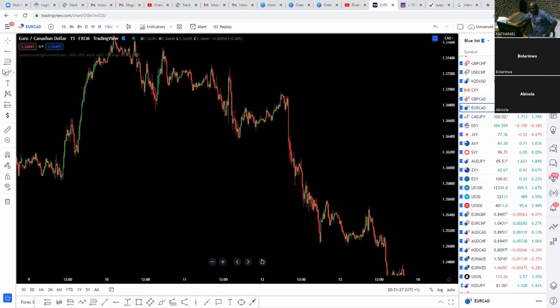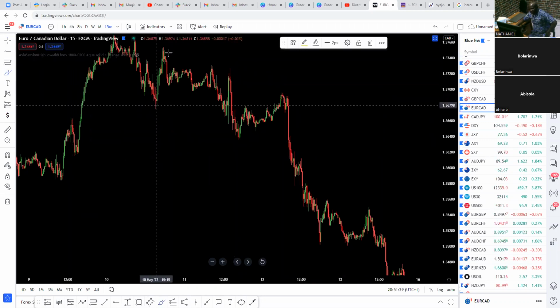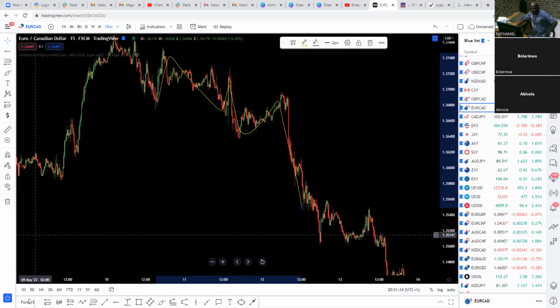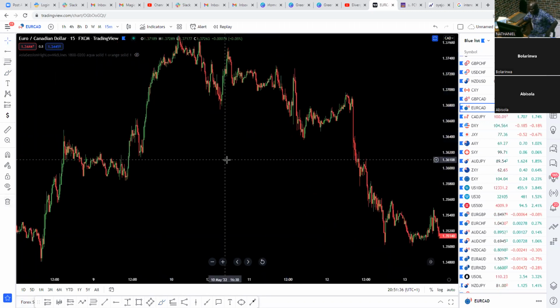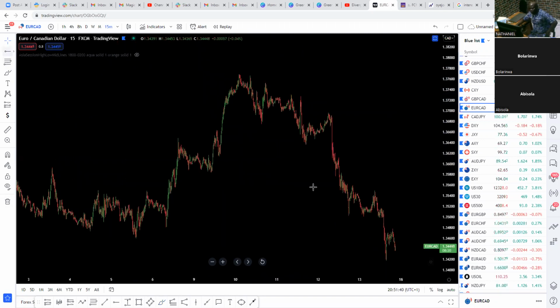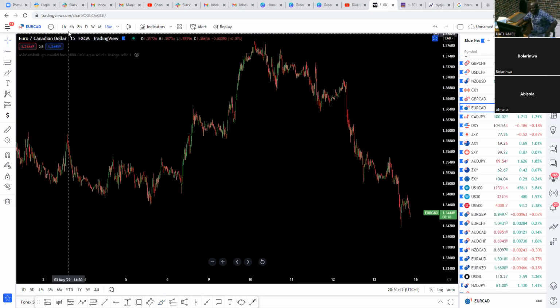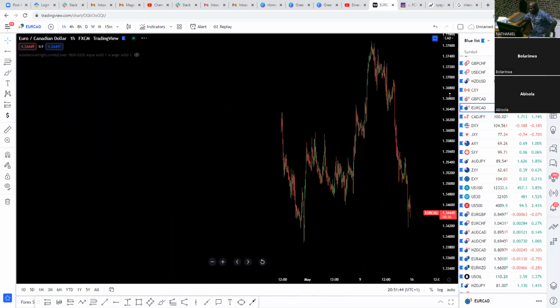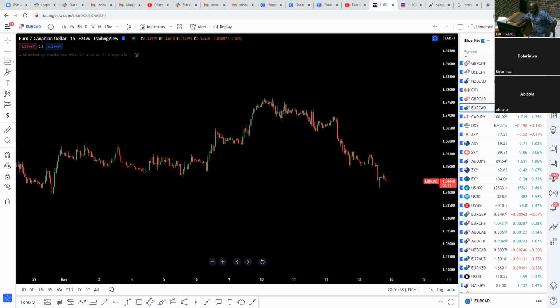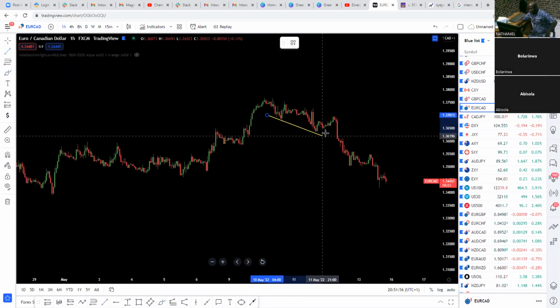But can you see? Boom. Then let's investigate this move to the downside and see what we could have done better another day. Let's investigate it with the 1 hour time frame and use divergence. Do we have divergence or we don't have divergence? Let's check it.